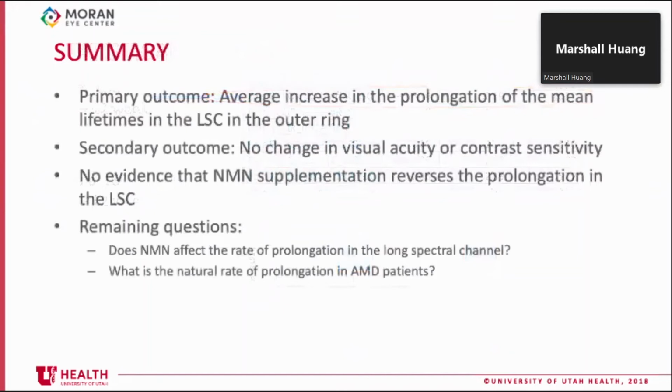Overall, we see an average increase in the prolongation of the mean fluorescence lifetimes in the long spectral channel in the outer ring. We were hoping to see an average decrease in the mean fluorescence lifetimes with NMN supplementation. However, we did not see evidence of this in the study. We previously showed that more advanced AMD is correlated with increased prolongation of the long spectral channel. However, we do not have accurate data measuring this rate of change within an individual.